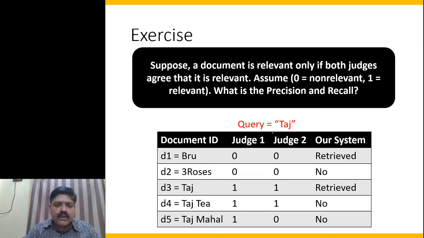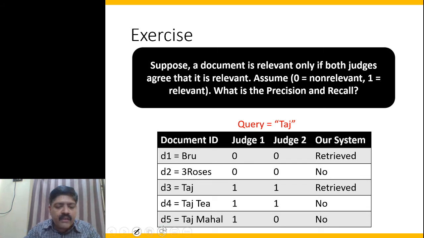So we have the query Taj, and we have the 5 documents D1 to D5. And let's say I gave the document D1 with brew written on it, and judge 1 feels brew has nothing to do with Taj, so he gives a 0 rating, which means it's non-relevant. Judge 2 also looks at D1 and also feels that D1 is non-relevant. So both the judges agree that this is not a relevant document.